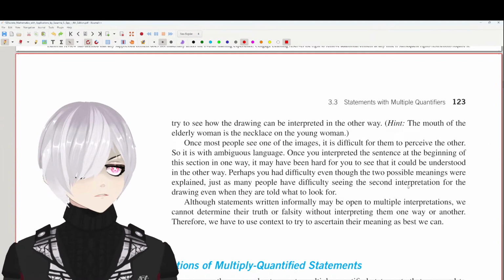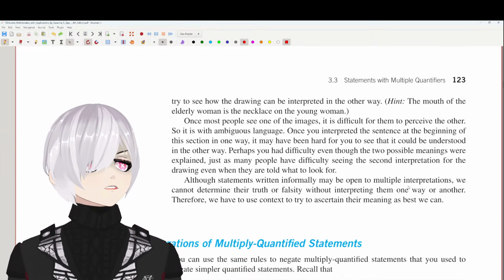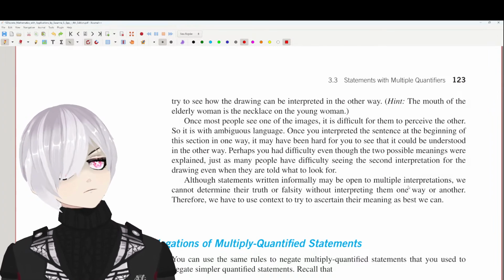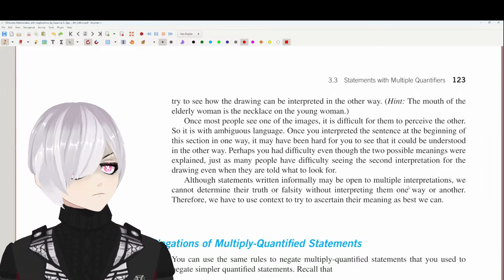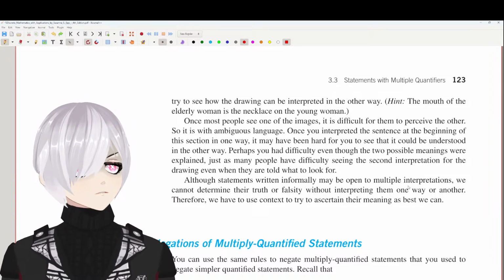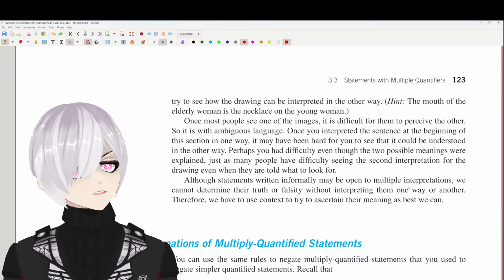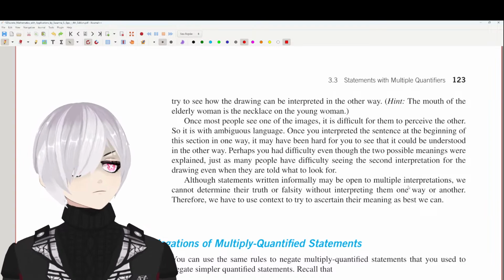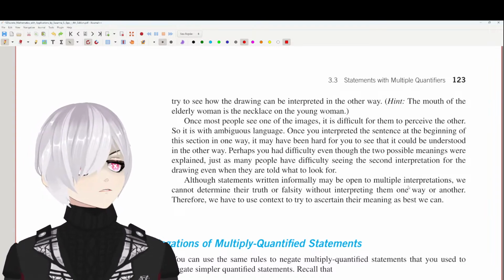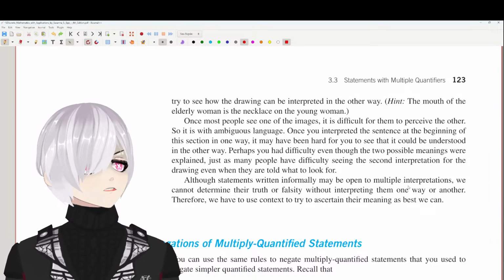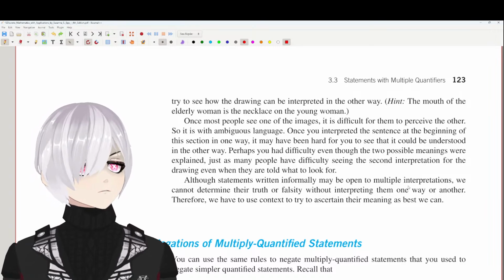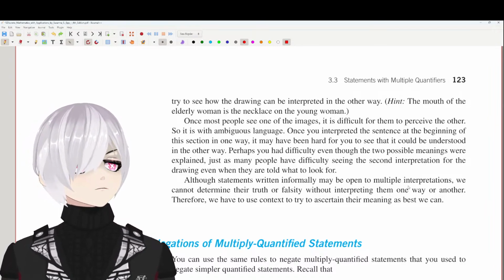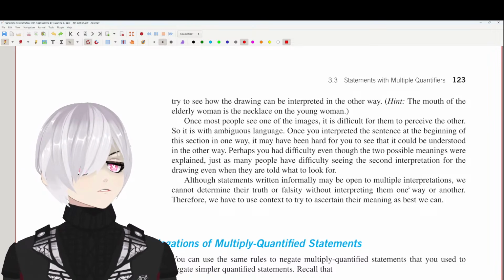Try to see how the drawing can be interpreted in the other way. Hint: the mouth of the older woman is the necklace of the young woman. Once most people see one of the images, it's difficult for them to perceive the other. So it is with ambiguous language. Once you interpreted the sentence at the beginning of this section in one way, it may have been hard for you to see that it could be understood in the other way. Perhaps you had difficulty even though the two possible meanings were explained, just as many people have difficulty seeing the second interpretation from the drawing, even when they're told what to look for.